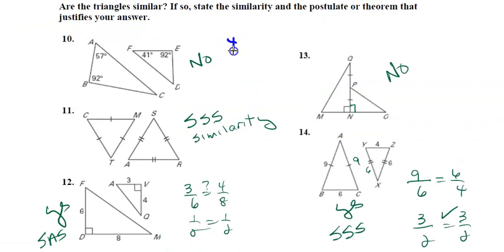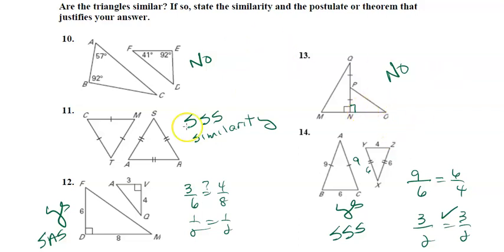What is 41 and 57? So if I made that C angle 41, this would be 8, and this would be 98, and 98 plus 92 is too big. So therefore, I cannot make this angle 41, and therefore, these two shapes are not similar by side angle side. So this is a no. Okay, so if you want to write that down, you can. I'm going to turn off the pen right now.